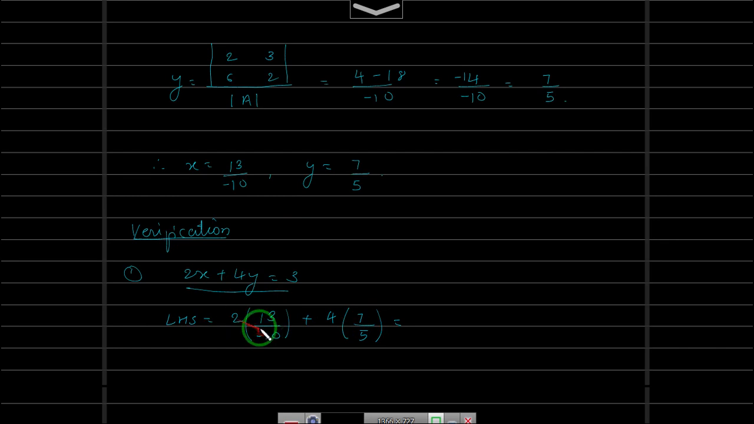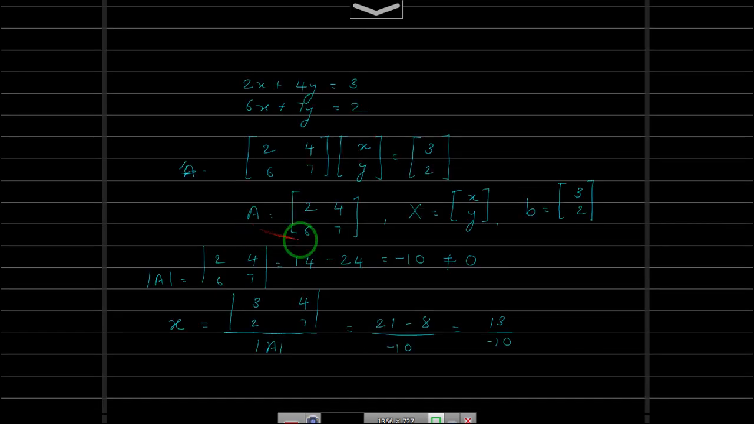This cancels out, we will get minus 13 upon 5, and this becomes 7 into 4, 28 upon 5, and this becomes 28 minus 13, it is 15 upon 5, that is equal to 3. That is our right hand side of the first equation. Likewise, we can verify the second equation as well, and we can see that this is the solution of this system of equations.